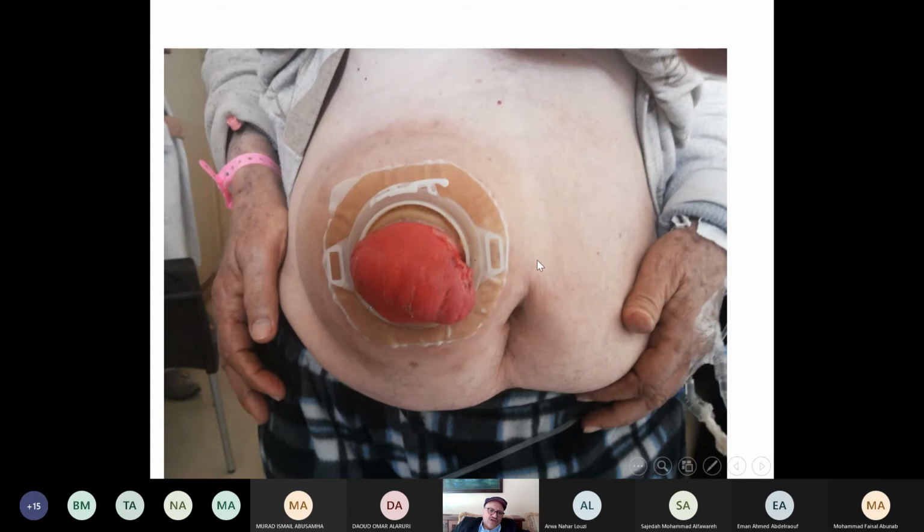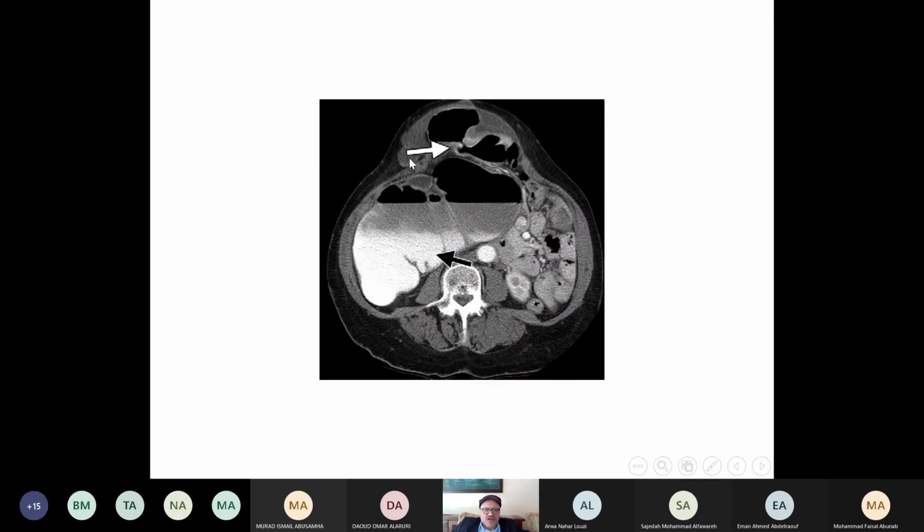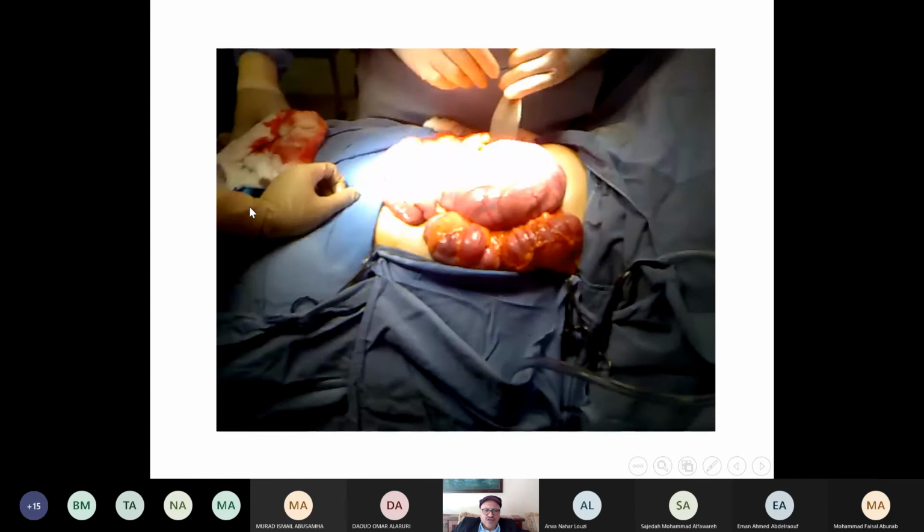We have parastomal hernias as well. And this is a CT showing a hernia which is obstructed, and you can see dilated bowel. Hernias are not always to the outside. We can have internal hernias.